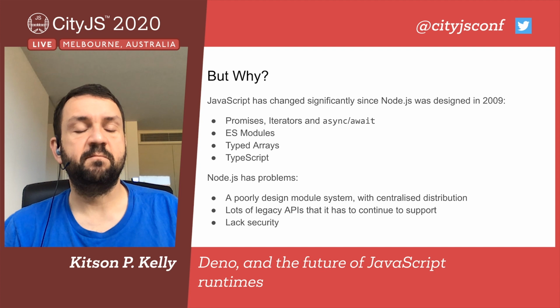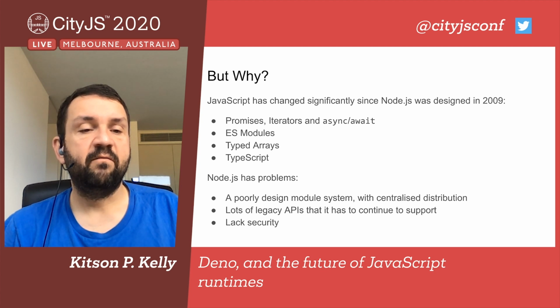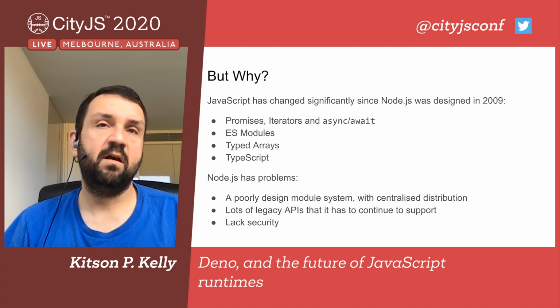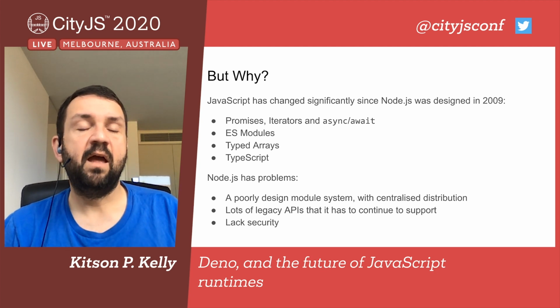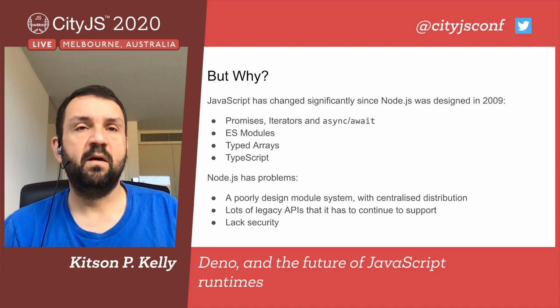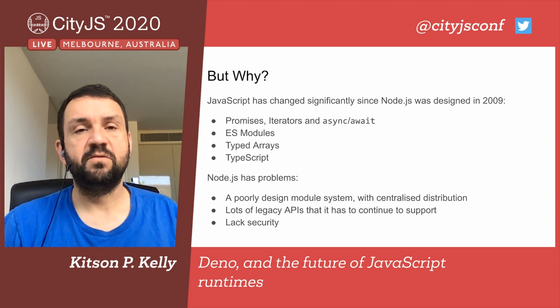And Node.js has some problems. It's got a poorly designed module system with the NPM registry. It's got effectively a centralized distribution model for all of the code. Lots of legacy APIs that have to continue to be supported. And it has a sort of trust everybody by default situation. Securing Node.js is a bit of a challenge, right? It assumes that you have unfettered access to the host environment.